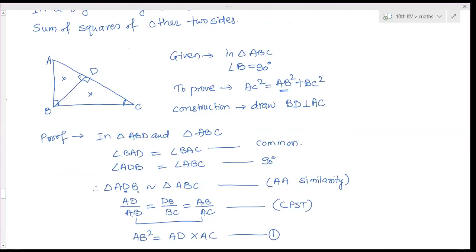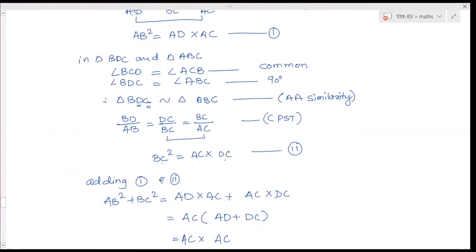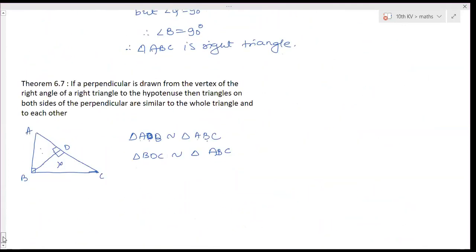Here, triangle ADB is similar to triangle ABC, by the common angle and 90 degrees. The second one, the lower triangle, you have also proved that BDC and ABC are similar. Angle C is common, and angles B and D are 90 degrees. So in this way, you have proved that both triangles are similar to the whole larger triangle.